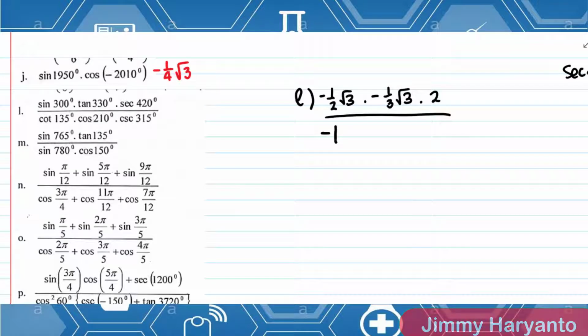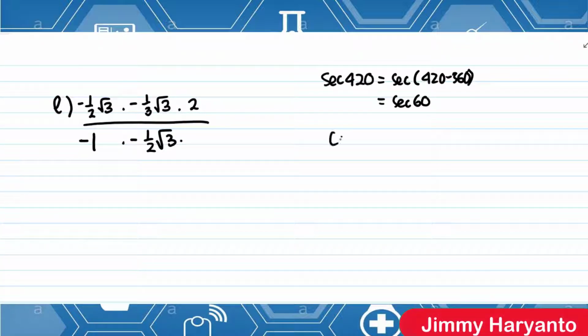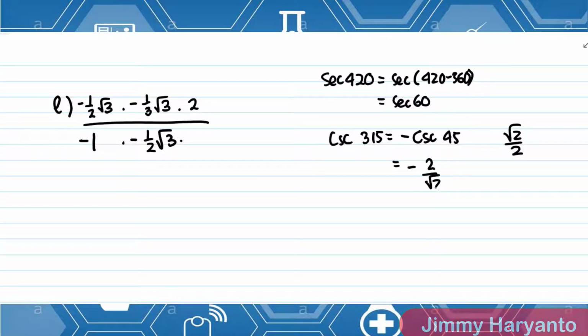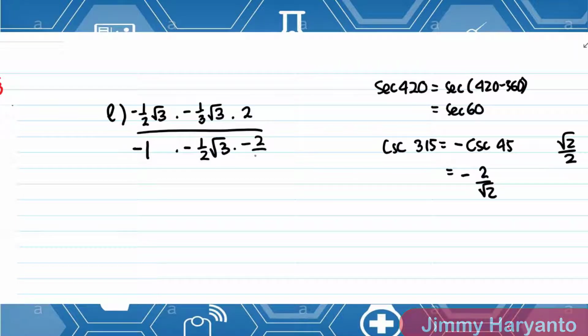And then for cos 210, 210 minus 180 is 30, in quadrant 3 negative, cos 30 is half square root of 3. Cosecant 315 equals cosecant in quadrant 4, negative, still cosecant 360 minus 315, 45. Cosecant is the opposite of sine, so the sine is square root of 2 over 2. The opposite will be 2 over square root of 2, negative 2 over square root of 2.